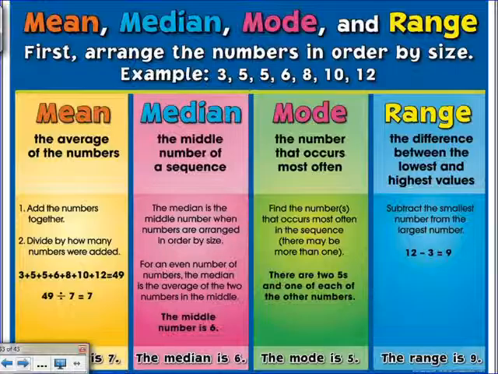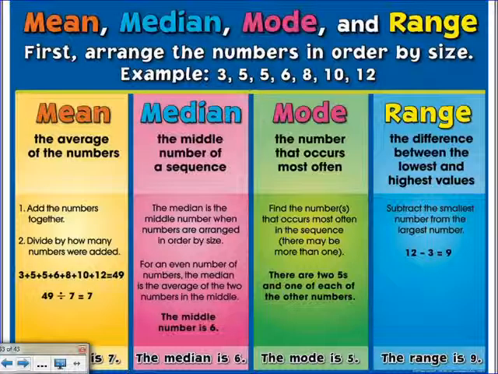You need to remember the difference between mean, median, mode and range, whether you do it this way with a revision sheet or whatever. So the mean is the average of the numbers, the median is the middle number in an ordered sequence. The mode occurs the most, and the range is the difference between the highest value and the lowest value.